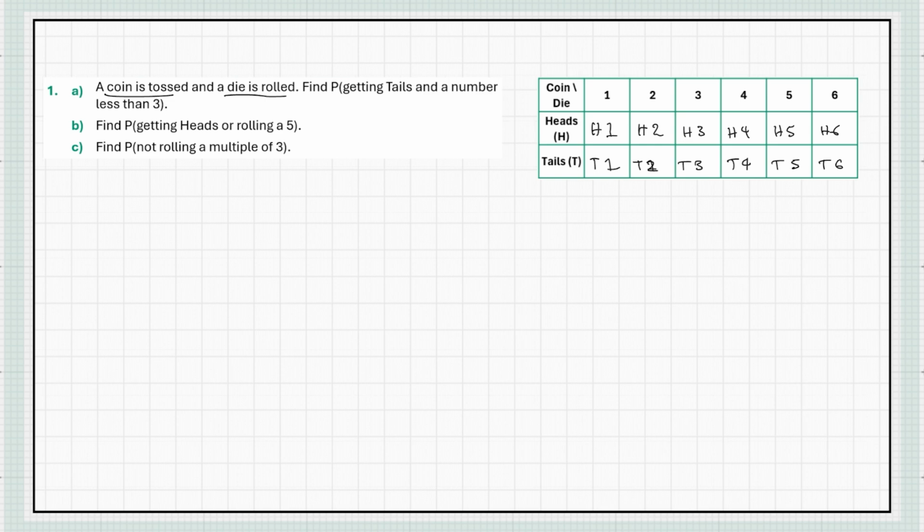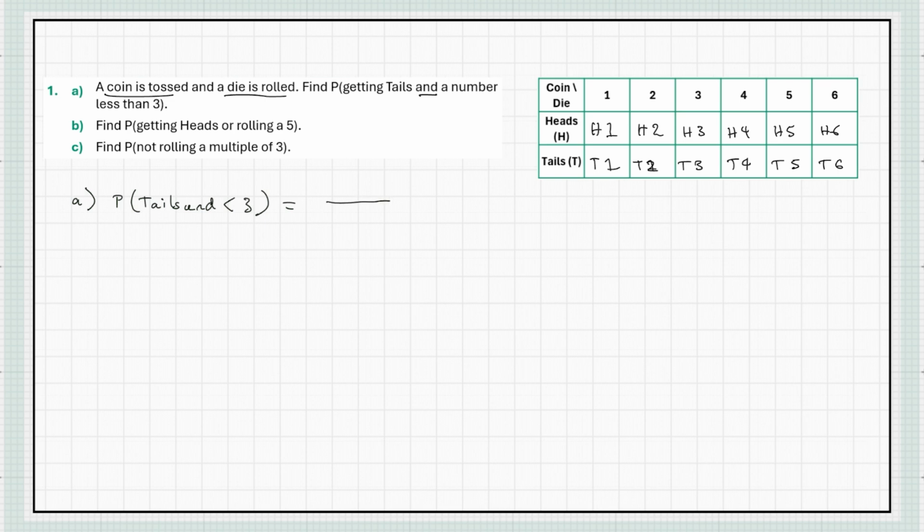Right, so we need to find the probability of tails and less than 3, okay? So when we have a probability that involves the word and, it means it has to contain both of these traits. It has to be a tails, it has to be a number less than 3, and it's not less than or equal to, it's less than 3.